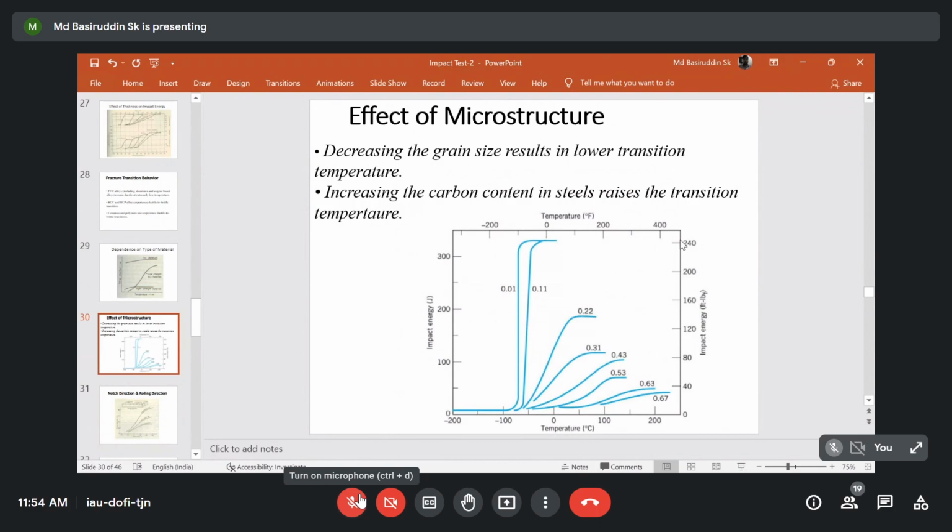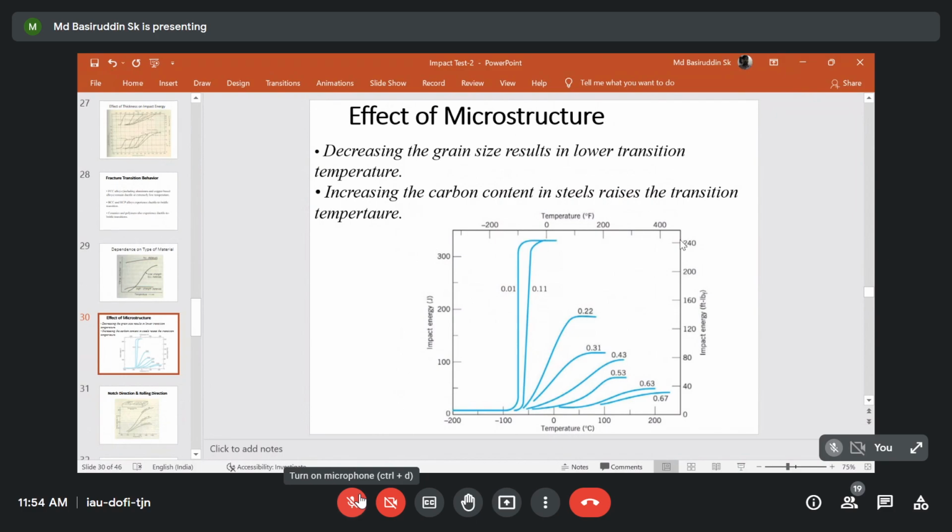Material compositions also vary this transition curve. If you have a carbon steel and you change the carbon percentage of the material, then you will find that depending on the carbon percentage, the upper shelf energy will also vary. So you can think of this as an overview.